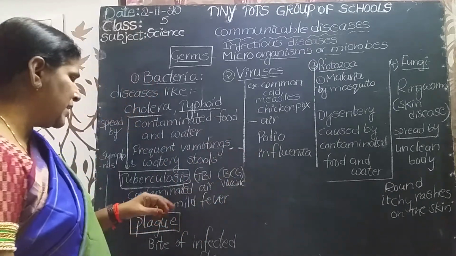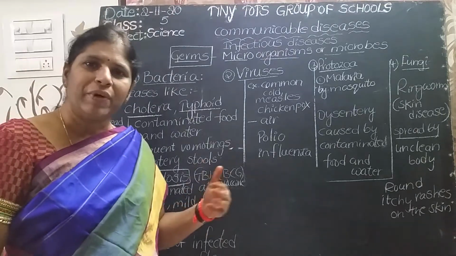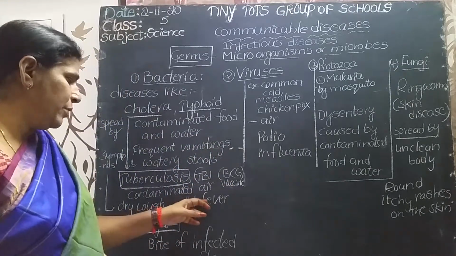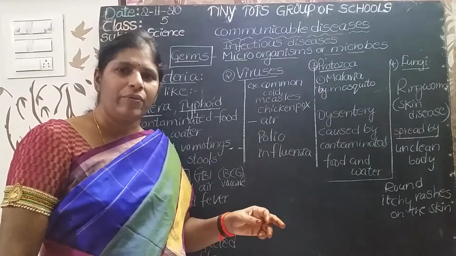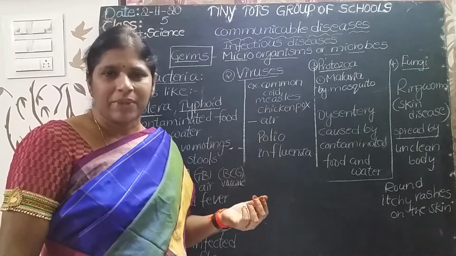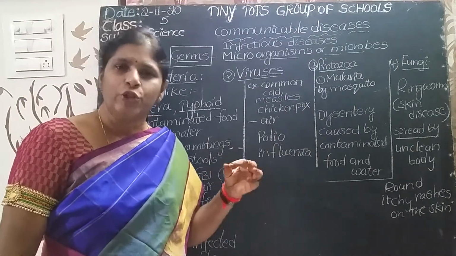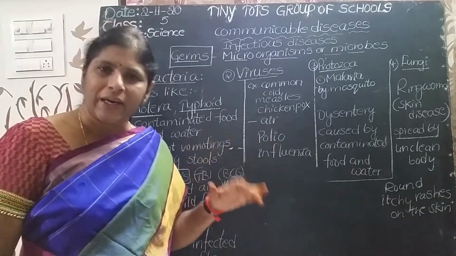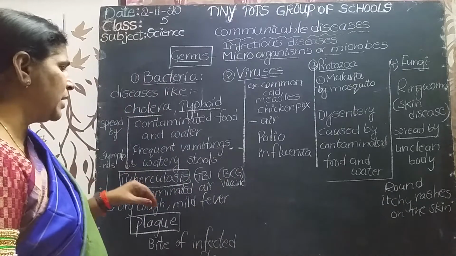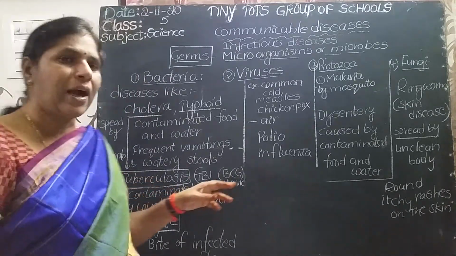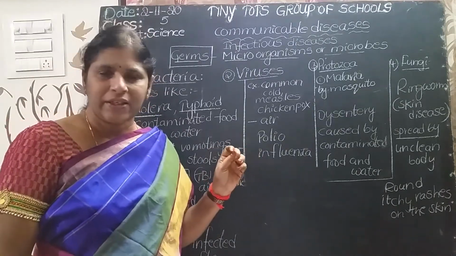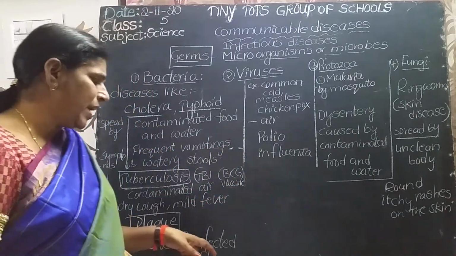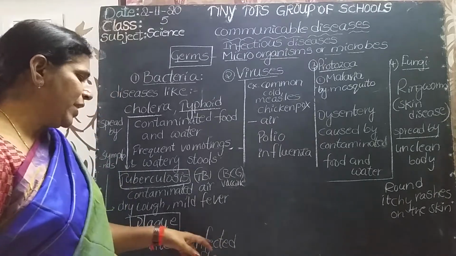And what are the symptoms? How can you identify tuberculosis? Always dry cough, mild fever, and weakness of the body. These are all the symptoms of tuberculosis. Is it clear, children? Tuberculosis is also caused by bacteria, and it is spread by contaminated air. And plague is also caused by the bite of infected fleas.